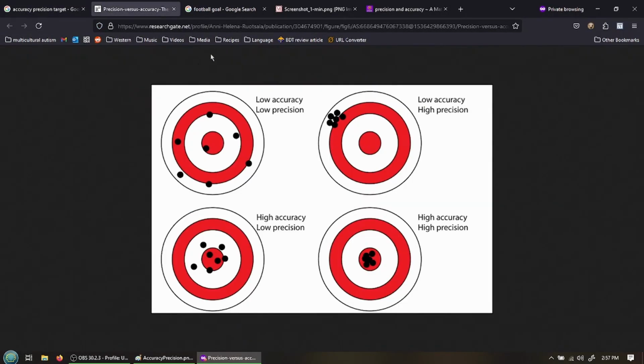So that's really what I want you to distinguish these two concepts as. One of these is talking about how close you are to what you're aiming towards. Highly accurate means that we're pretty close to the bullseye. Precision talks, however, about how big your spread is.